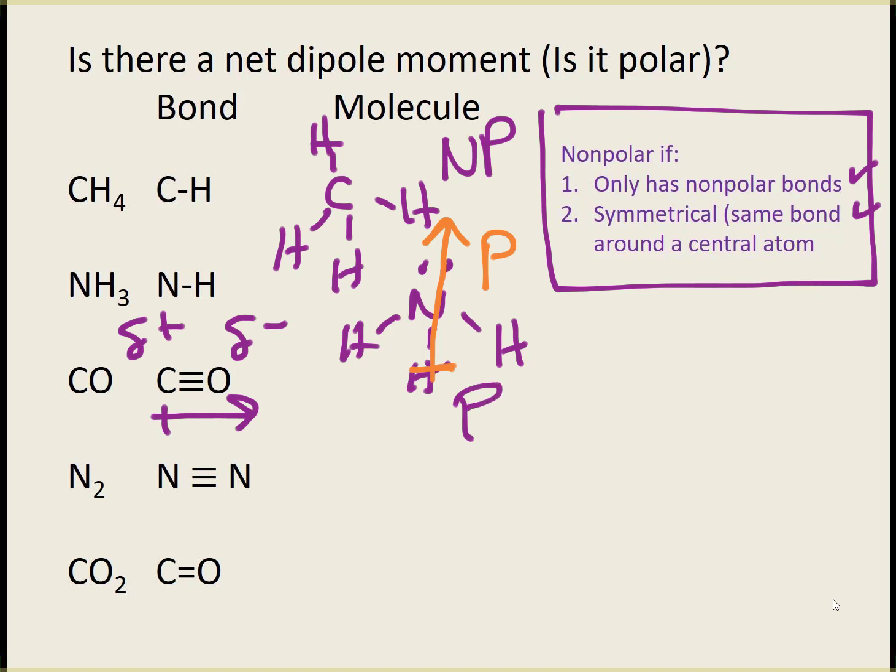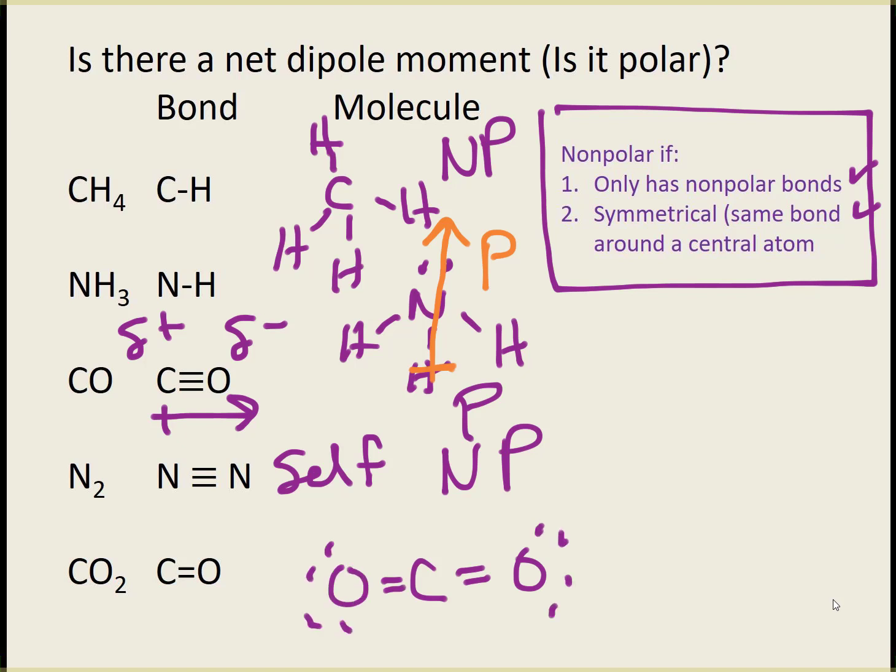Let's look at this next one. So we have N2. This is a triple bond. And notice it's bonded to itself. And so this is nonpolar. And we have CO2. When I draw it out, it does look like this. And I know that the bond between the carbon and oxygen is a polar bond. But because it has symmetry, this would be nonpolar because it's the same bond all the way around.